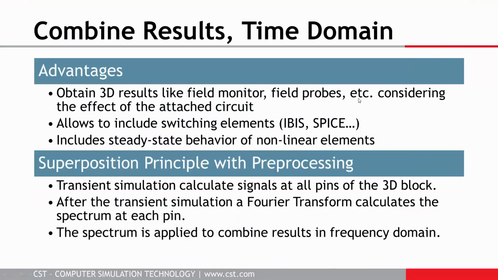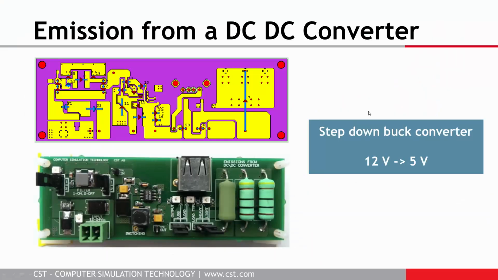So that brings me to a more practical example. I'm basically through with the theory. What you see here is a recent project that we did at CST. It's a very simple DC-DC converter which converts the voltage from 12 to 5 volt. We made a layout here and also produced a prototype for this, and with all the techniques that I've been showing you during this webinar, the structure has been analyzed in order to calculate the conducted emission at this point.